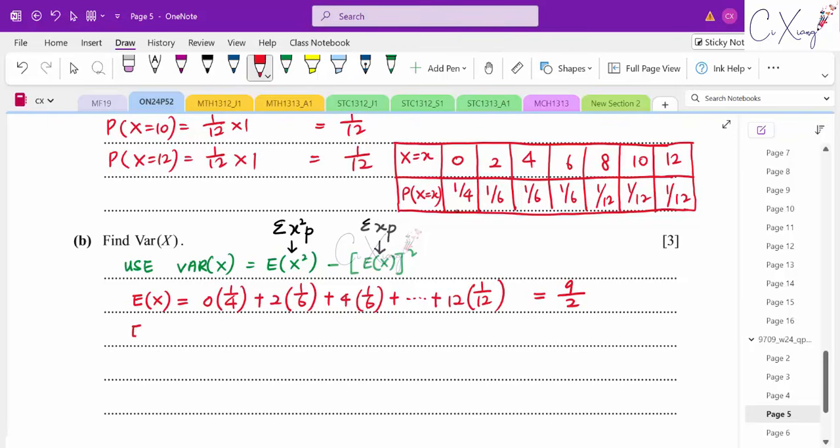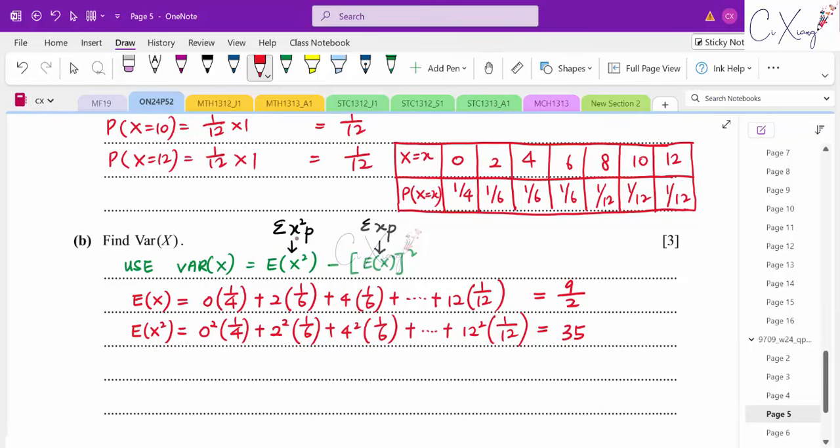Yeah, then of course the next one, I want to find out the expected value of x squared. So if you have a look at the general formula, it should be x squared multiplied with the p. So that means I'm taking the x, which is the 0, I square it first, then only I multiply with the p. Same thing happens for the rest of the values. 2 is the x, right? You have to square it first, then only you multiply with the p, and so on. So try to simplify this particular value, you should have 35.